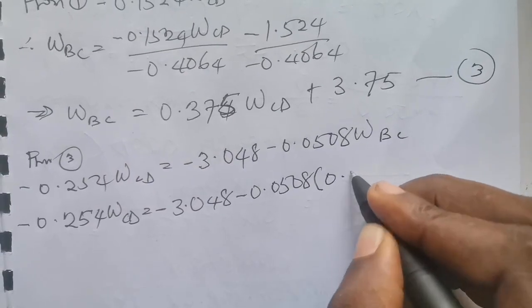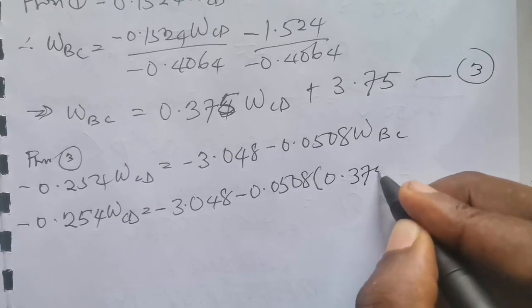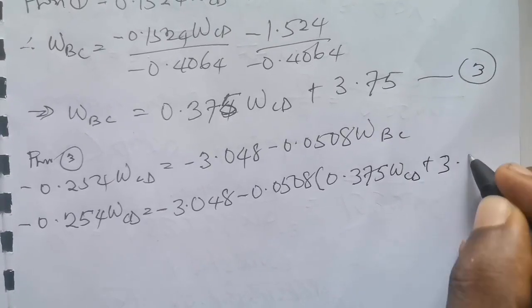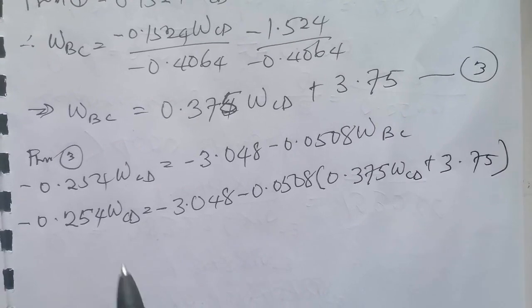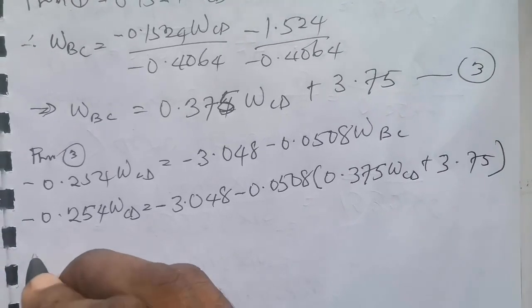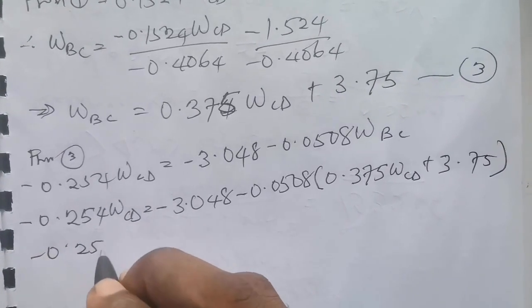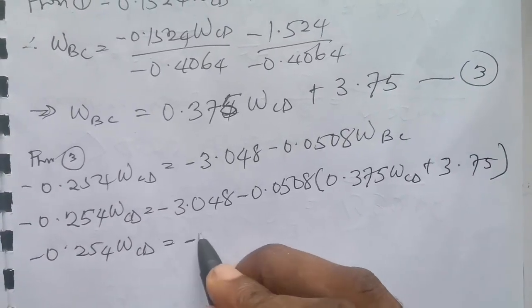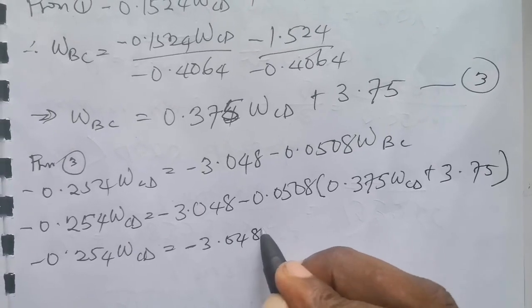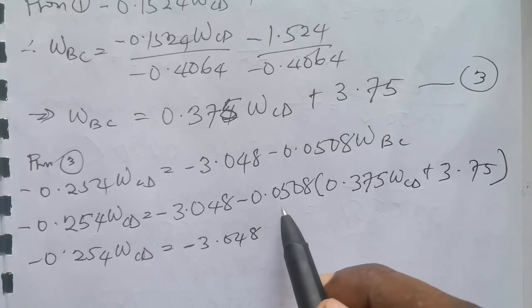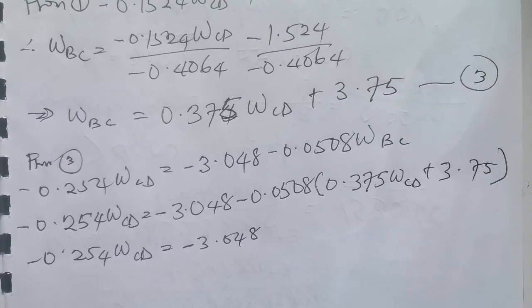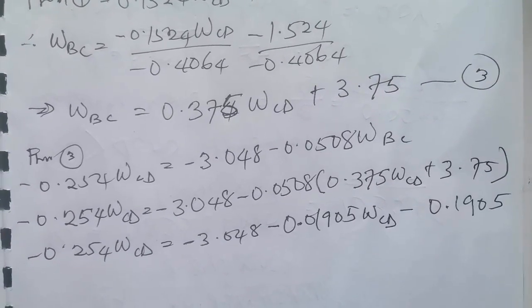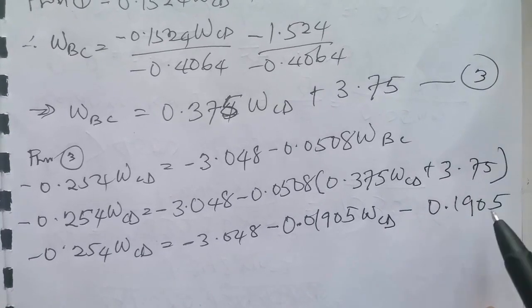We have 0.375 omega CD plus 3.75. So let's now expand this bracket. We have minus 0.254 omega CD to be equal to minus 3.048. Let's now use minus 0.0508 to expand the whole of this bracket. So upon expansion, we simply have this.